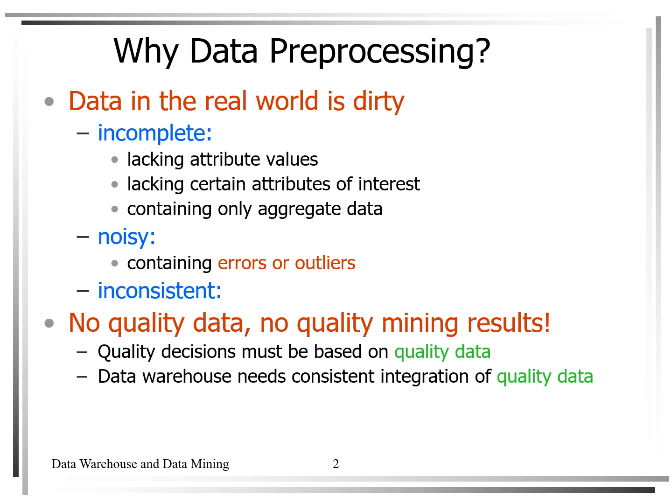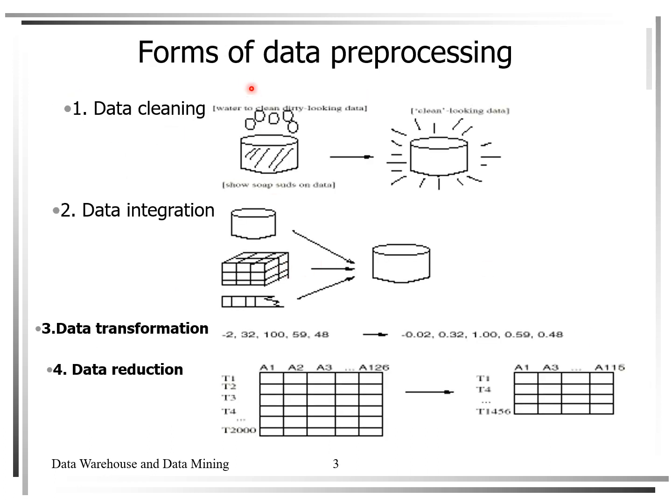Also, data warehousing, where we store a huge amount of data, requires that we save high quality data, not dirty data. So data pre-processing actually comes in four forms: data cleaning, data integration, data transformation, and data reduction. And we are going to discuss each one of them and the techniques that we apply in order to achieve them.